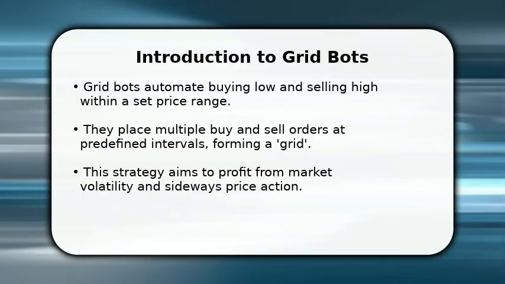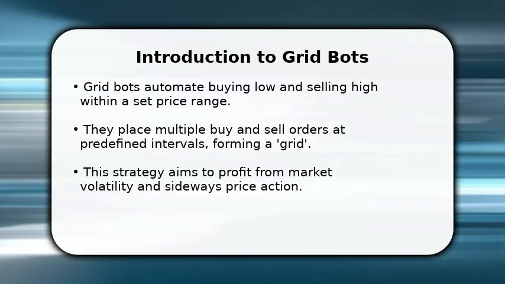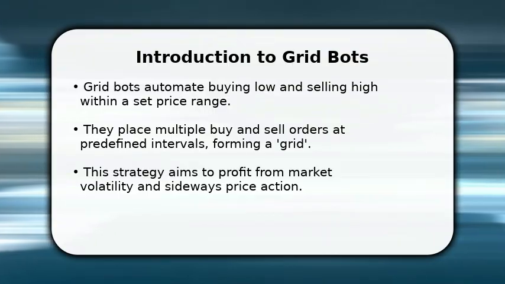In this video, I will explain how to use a grid bot. Grid bots are automated trading tools designed to profit from market volatility by placing a series of buy and sell orders. They operate within a predefined price range, automatically buying when the price drops to a grid line and selling when it rises. This strategy is particularly effective in sideways or ranging markets, allowing you to capture small, consistent profits from price fluctuations. It's a hands-off approach once set up.